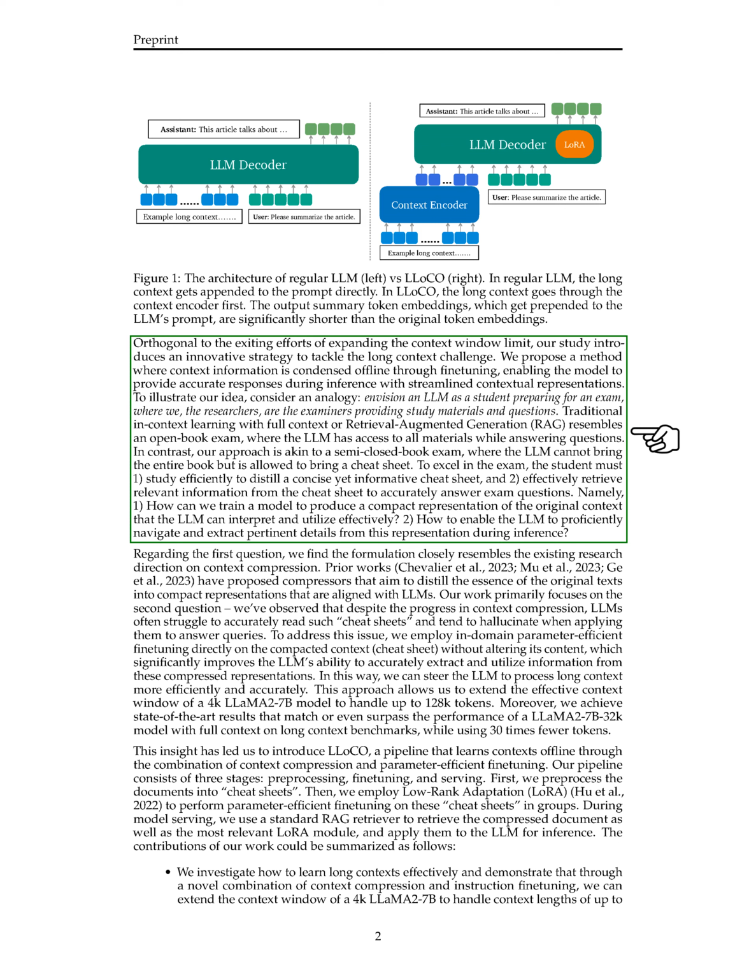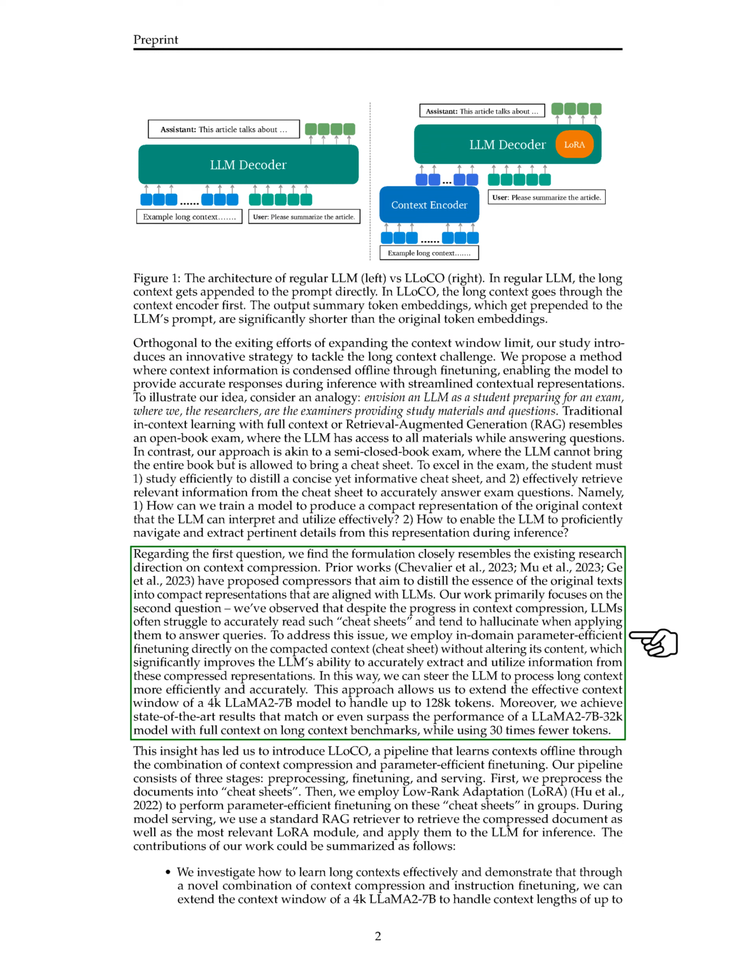Our study focuses on two main questions: how to train a model to produce a concise yet informative representation of the original context, and how to enable the LLM to extract relevant details from this representation during inference. While existing research has explored context compression to distill text into compact representations, we concentrate on improving the LLM's ability to accurately interpret and utilize these compressed representations.